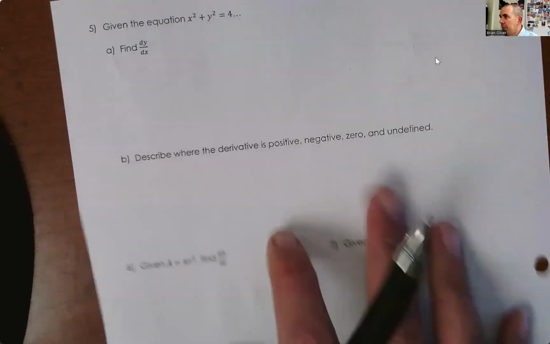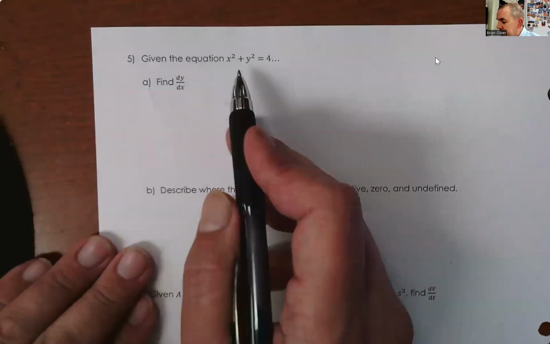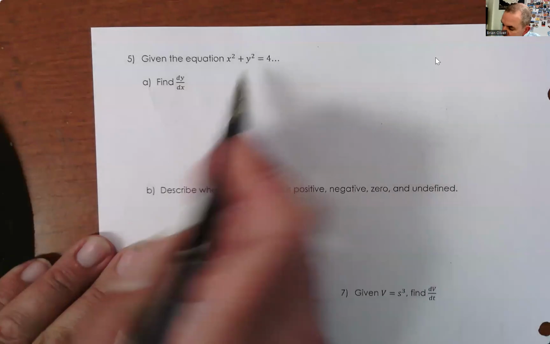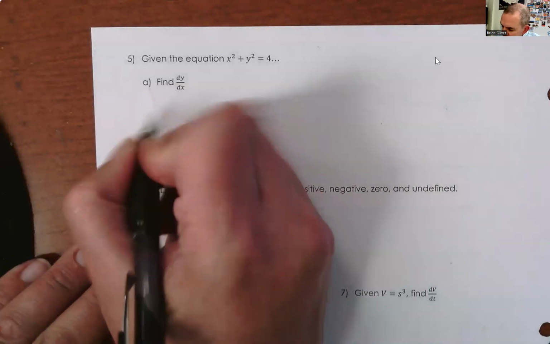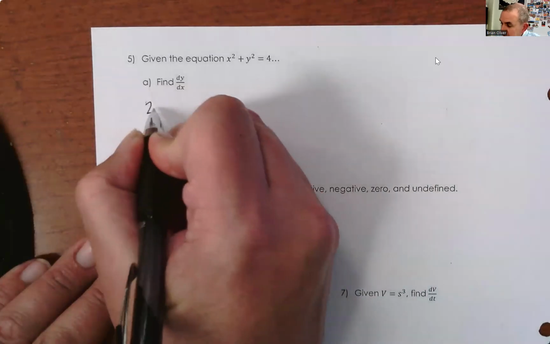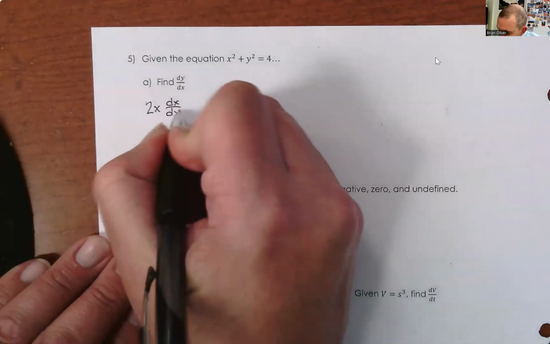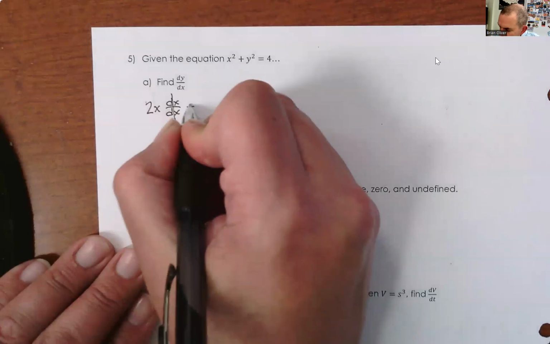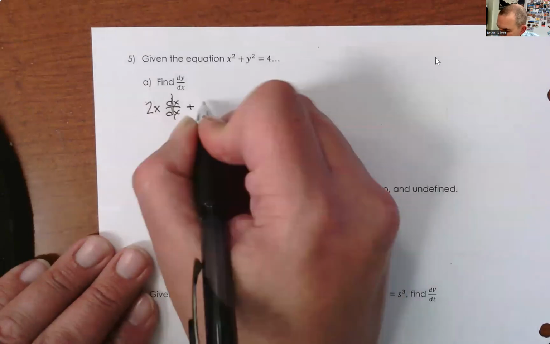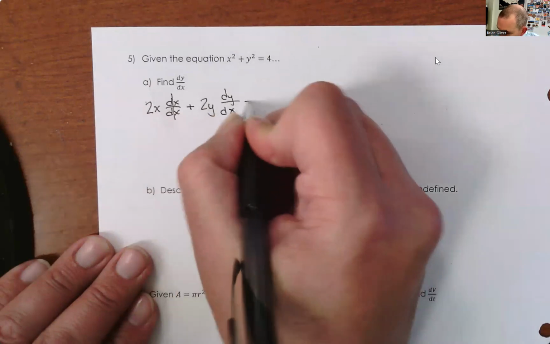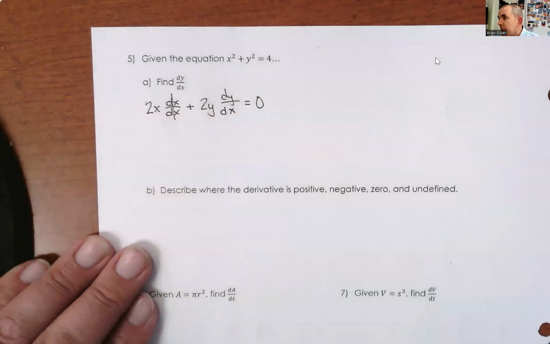So what I'm going to do is take the derivative of this guy, x squared plus y squared equals 4. So for dy/dx, I take my first derivative, x squared. The derivative of that is 2x. The dx cancels out. Plus the derivative of y squared is 2y dy/dx, which is going to equal the derivative of 4, which is 0.